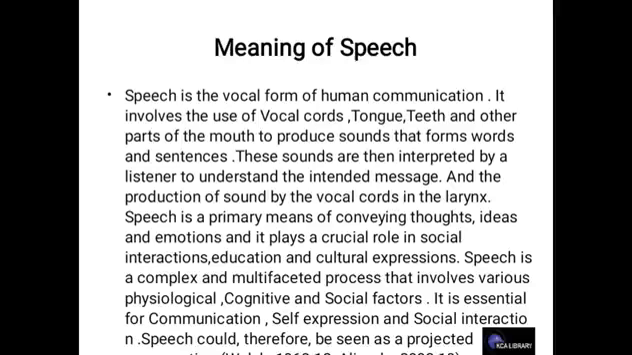Speech is the primary means of conveying thoughts, ideas, and emotions, and it plays a crucial role in social interactions, education, and cultural expression. Speech is a complex and multifaceted process that involves various psychological, cognitive, and social factors. It is essential for communication, self-expression, and social interaction.